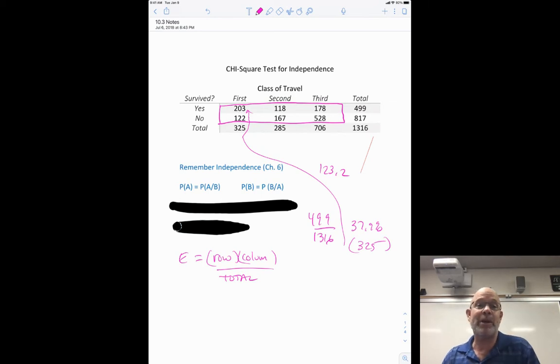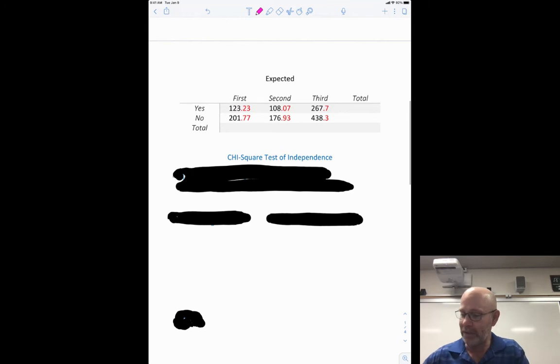The only difference is going to be in our null hypothesis and our alternate hypothesis. Before, our null hypothesis would have been that the proportion of people that survived is the same for first class, second class, and third class, which in some ways is like independence for sure. There is a little minor difference, which we'll talk about at the end of this lesson. But now my null hypothesis is just going to say that class of travel and whether they survived are independent, and the alternate would be that they're not.